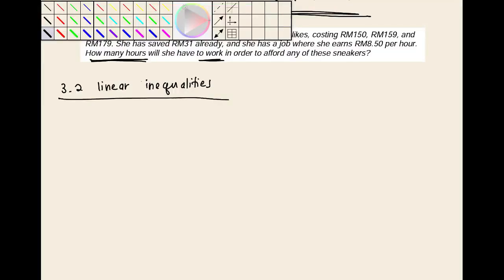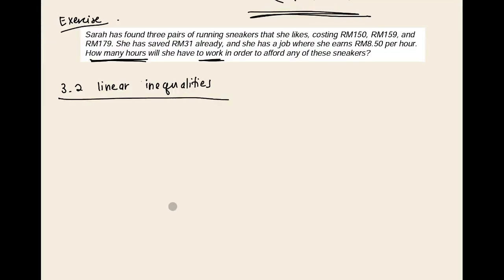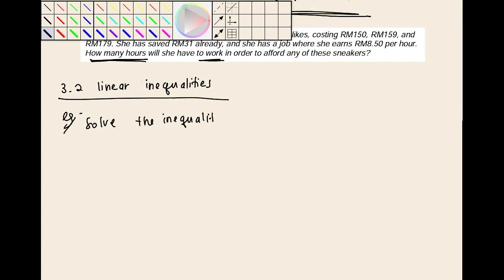3.2 Linear inequalities. Let's do some examples. I will show you some examples. Solve the inequality: 2 times (x minus 4) is less than (x minus 3) divided by 3.